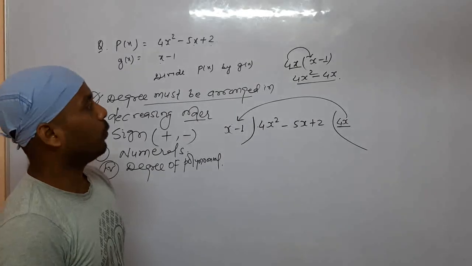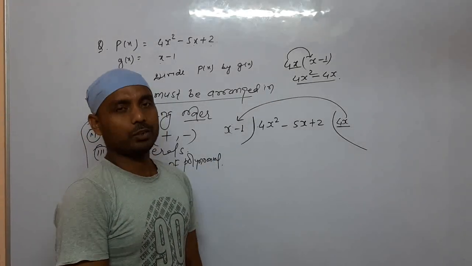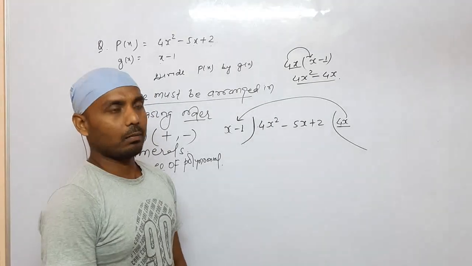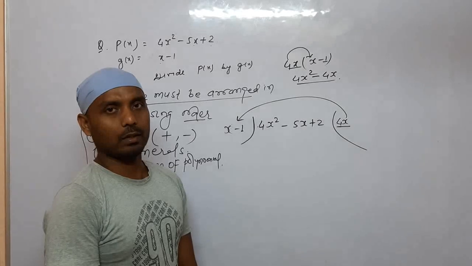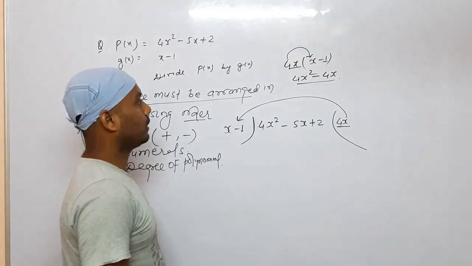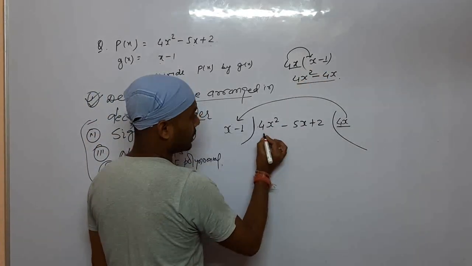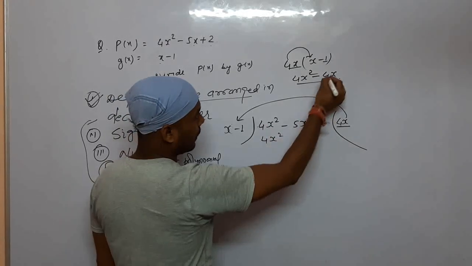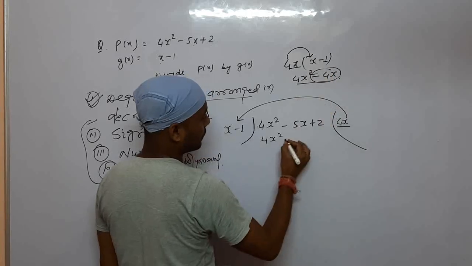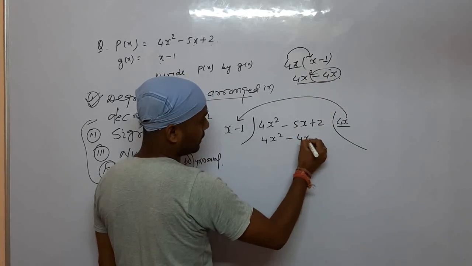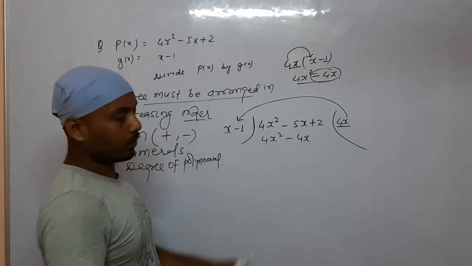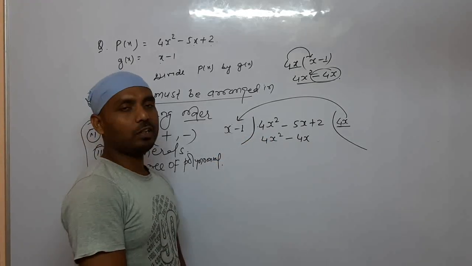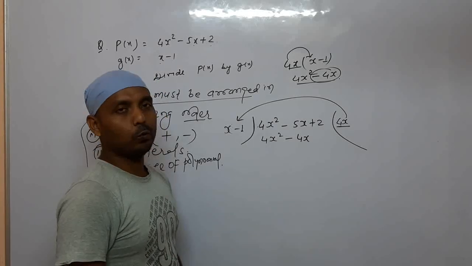Now, whatever products you get, just write those products below the same degree of the given polynomial. Here the degree is 2, so just write it below the 4x square. Next one is your minus 4x, so write minus 4x below the same degree. Okay? After writing this value, what do we do?